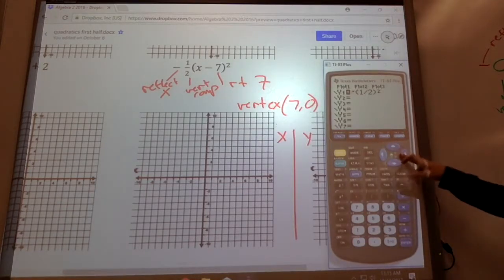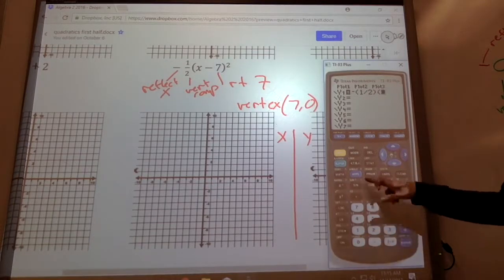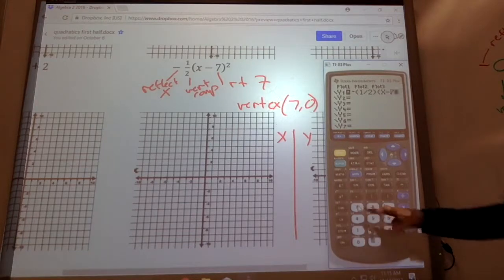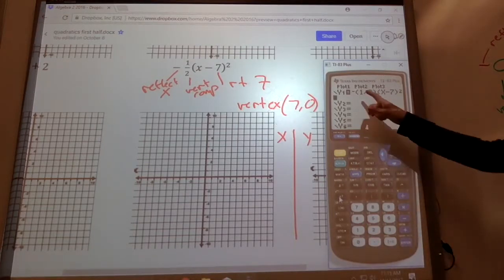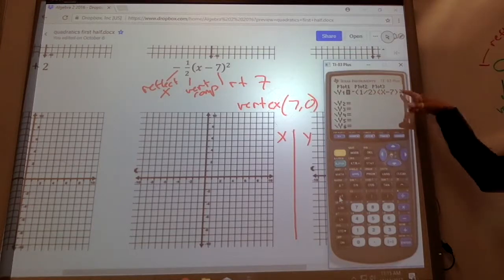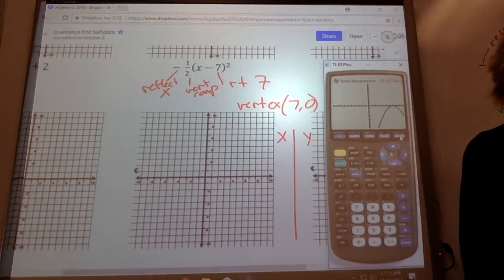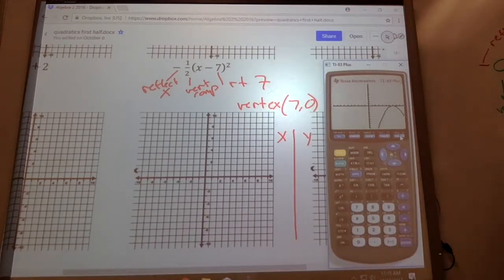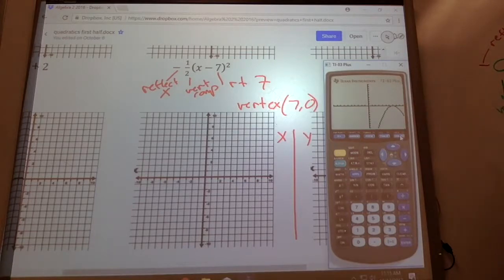Oh, I forgot the x. Oh my gosh, whoops. Did anybody notice that and they just didn't say anything? I forgot the x minus 7. I was too worried about the squared. So negative half, right? x minus 7 squared. And then I should get a parabola. There we go. There's my parabola. So I can see that the vertex is 7, 0. So that's right. But it's opening down.